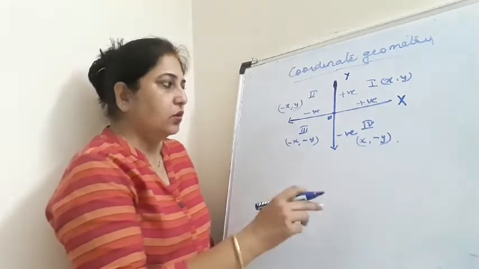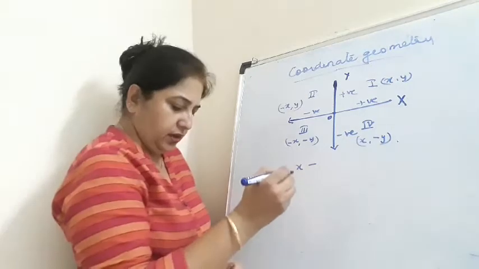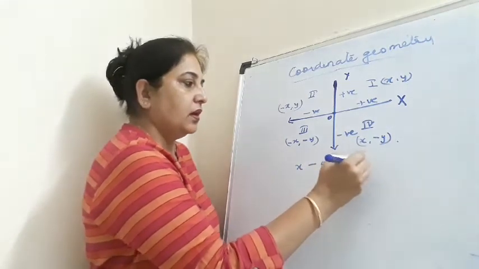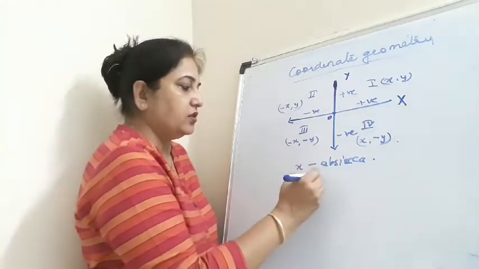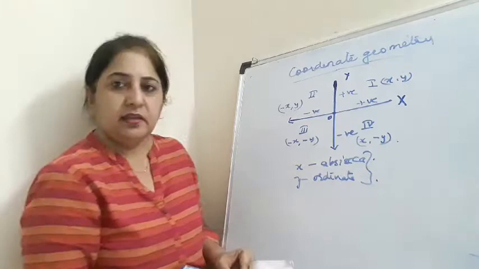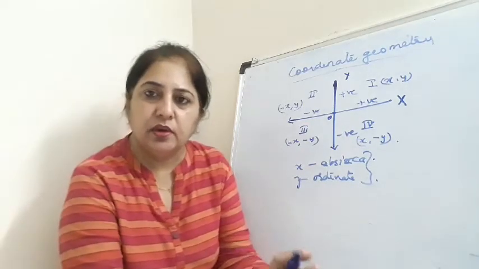Now I also told you what the x coordinate is called. The x coordinate is called the abscissa, and the y coordinate is called the ordinate. So you have to understand these terms, what an abscissa is and what an ordinate is.